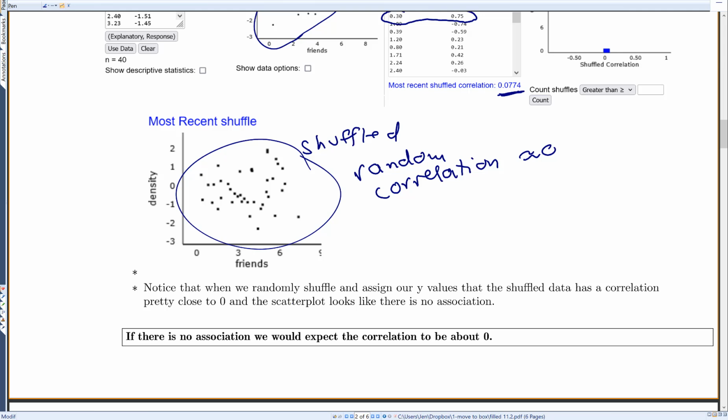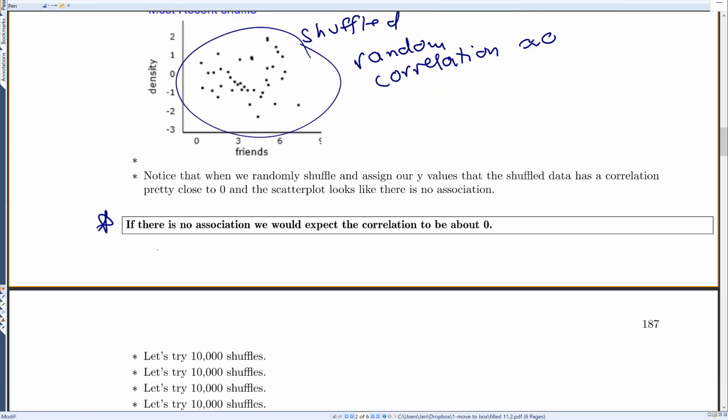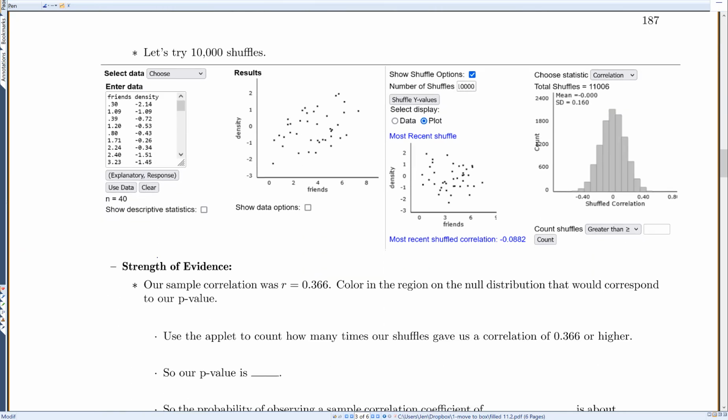I do want you to again notice, if we randomly shuffle and assign our y values, then the shuffled data is going to have a correlation pretty close to 0 usually, and the scatter plot is usually looking like there's no association. Because, and this is the important thing that you should memorize, if there's no association, we'd expect the correlation to be about 0. So we want to try 10,000 shuffles, which is what I just asked the applet to do. But here's what I have here so you can remember it. Here's all of my different correlations. If you've forgotten, this is our null distribution.